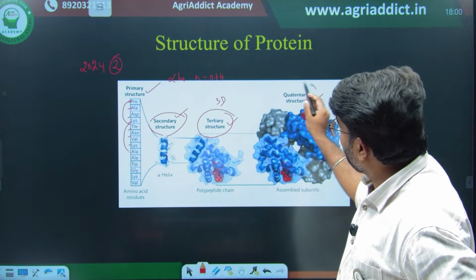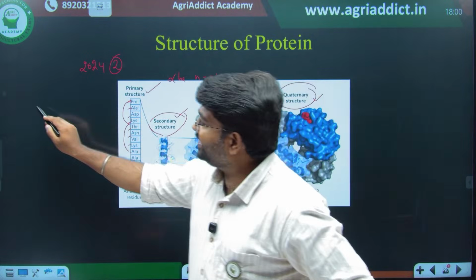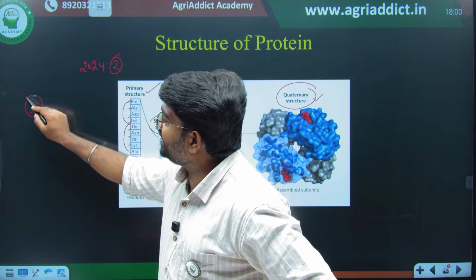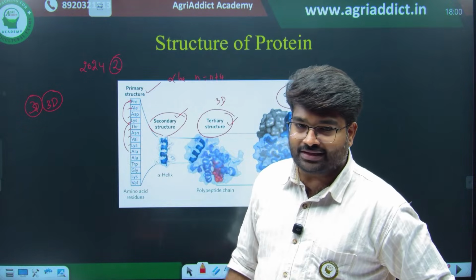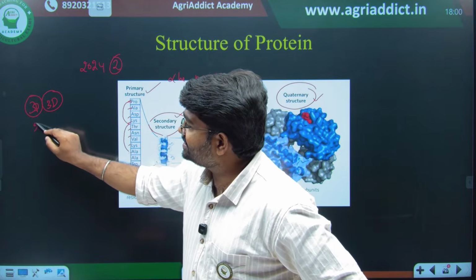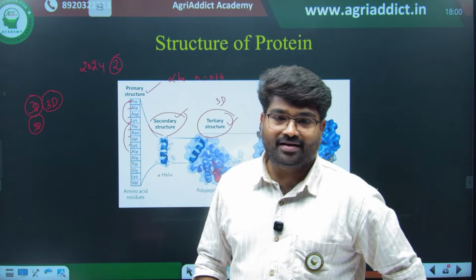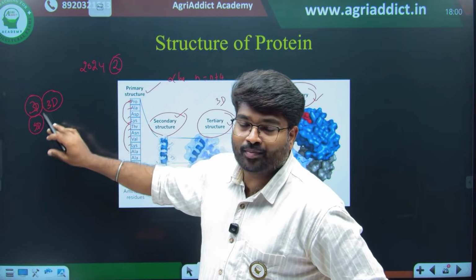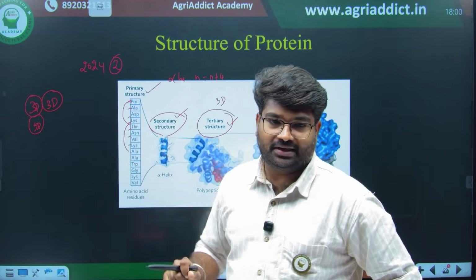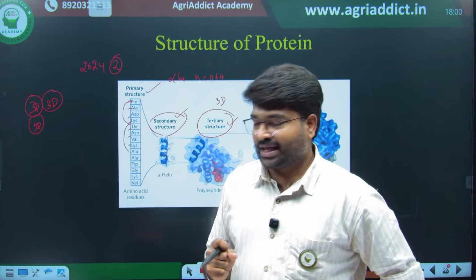So what is meant by quaternary structure? If a 3-dimensional structure of one polypeptide binds with the 3-dimensional structure of another polypeptide, so multiple 3-dimensional structures, or we can say repeatedly a polypeptide, a protein made up of more than one polypeptide is known as quaternary structure. I hope this is clear.